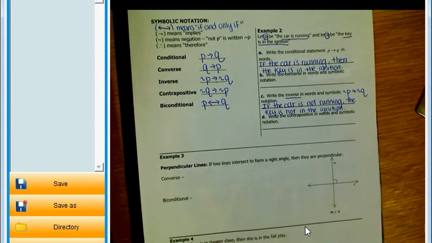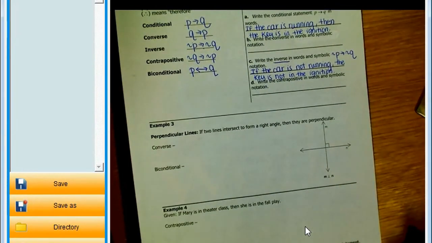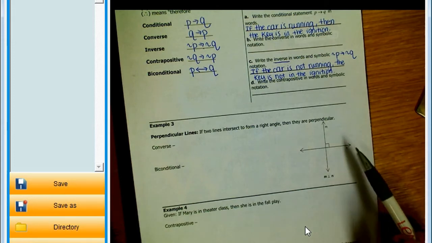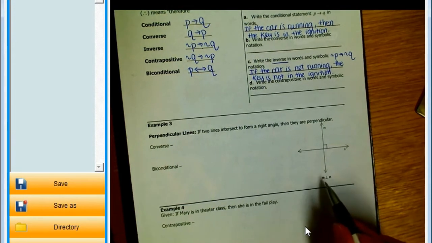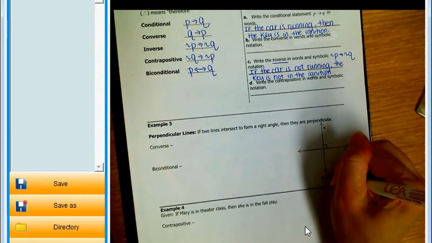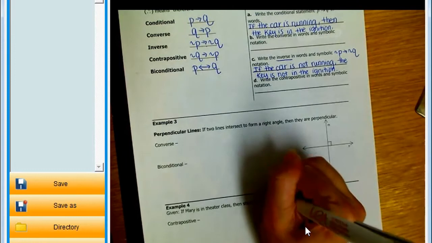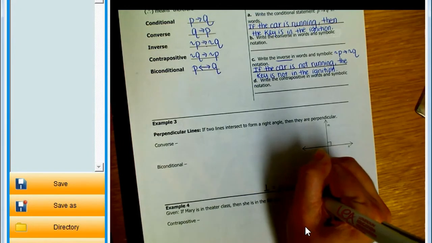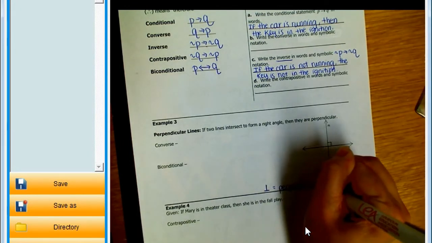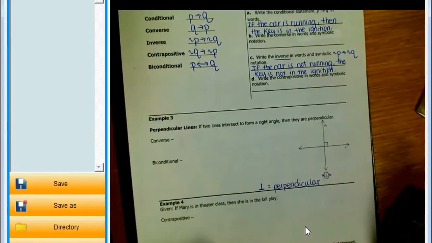Let's go down to example 3. We have a picture. It says perpendicular lines are if two lines intersect to form a right angle, then they are perpendicular. So here we have a picture showing it's perpendicular by our square. Down below, it even says M is perpendicular to N. We need to know this symbol. It is very important. This symbol, upside down T, means perpendicular. You will see this on a test, and you need to know this symbol.